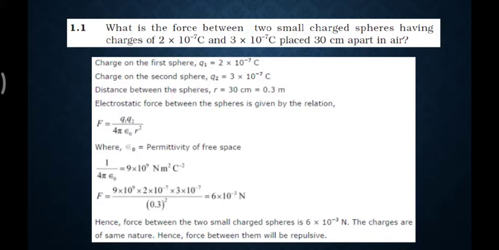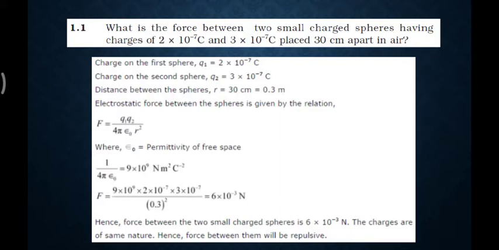If you want to find the force, then the force is equal to the fundamental equation of Coulomb's law, q1 q2 upon 4 pi epsilon 0 r square, otherwise k q1 q2 upon r square. We just put in the values, as we know 1 upon 4 pi epsilon 0 is 9 into 10 to the power 9 Newton meter square coulomb minus 2.